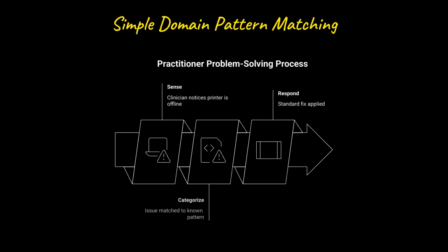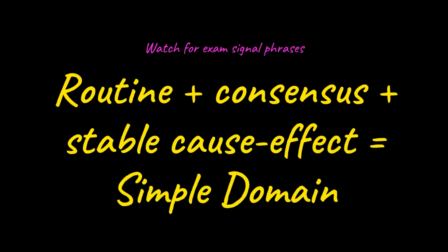Consider a clinician who cannot print discharge instructions because the printer is offline. The cause is known, the fix is documented, and any trained agent resolves it the same way every time. A textbook example of the simple domain in operation. On exam questions, signal phrases like routine, documented procedure, and clear cause and effect point to the simple domain. Don't confuse familiarity with simplicity. The true signal is consensus on the correct response combined with a stable, predictable cause and effect relationship.